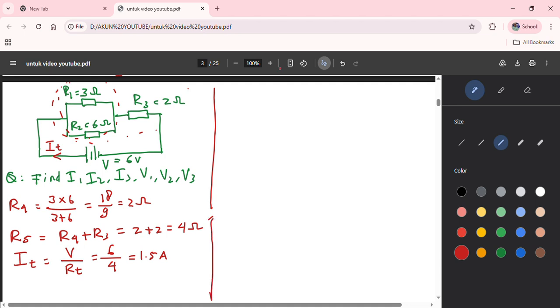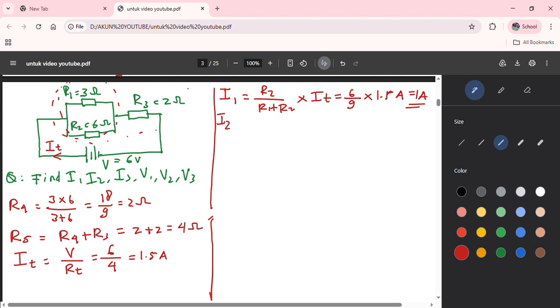Now we are going to find I1 using the equation: I1 is equal to R2 over R1 plus R2 times I total, which is equal to 6 over 9 times 1.5 ampere, which is equal to 1 ampere.